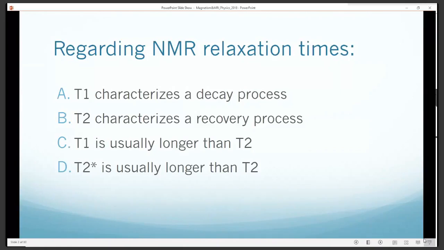All right, if you haven't had a chance to weigh in on this poll, please go ahead and take a moment to answer the poll question. All right, Jeff, looks like most people are getting the right answer, I think. Yeah, I think so.